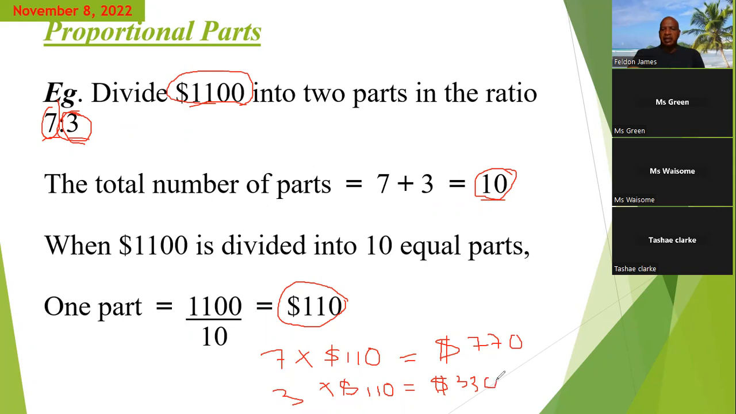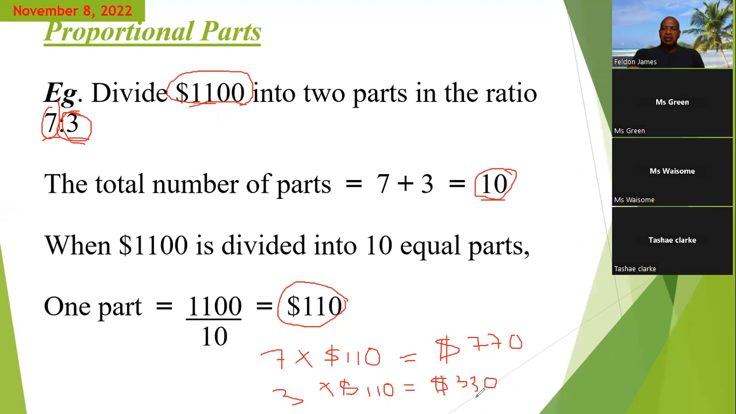All right. Now it means that if we're in the ratio of 7 to 3, the person who gets 7 parts will get $770. The person who gets 3 parts will get $330. Now, these would be the shares after we split the $1,100 into the ratio of 7 to 3.